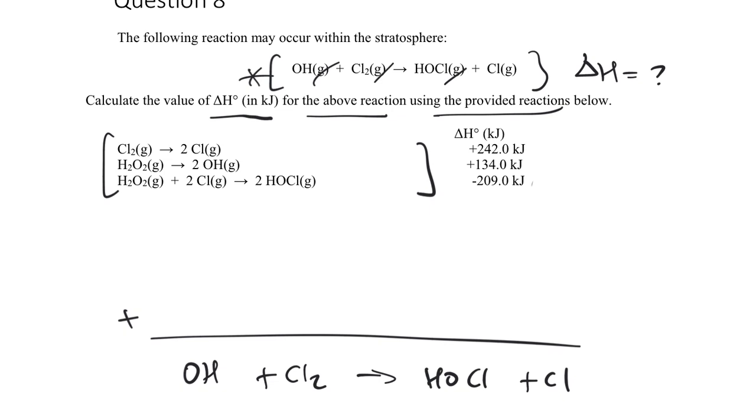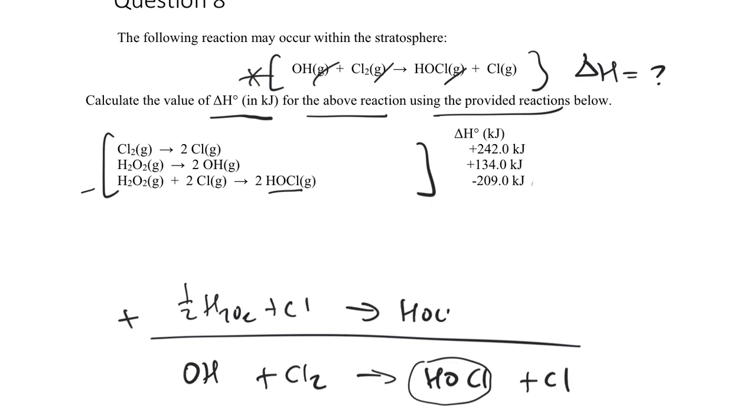Well, what I tend to do is I try to find something like, let's find HOCl. That's here. It's only in that one spot, but there's 2 of it. So I need to take this third reaction here and cut those coefficients in half. So a half H2O2 plus Cl goes to HOCl. The reason I have to note that I cut those coefficients in half is that I cut the delta H in half. So delta H is minus 209.0 times a half. Carefully.